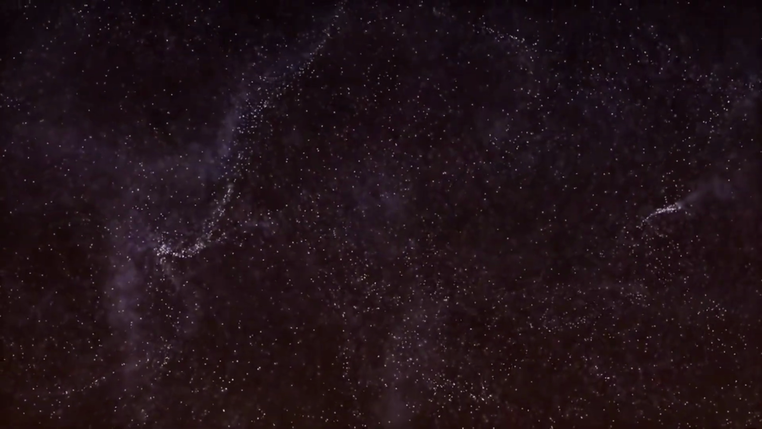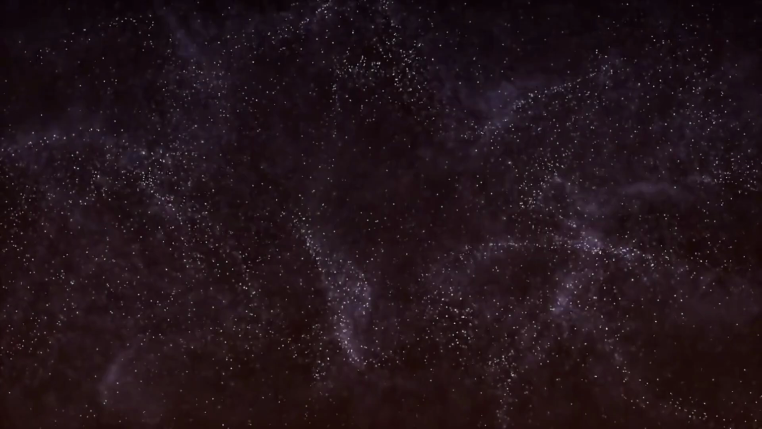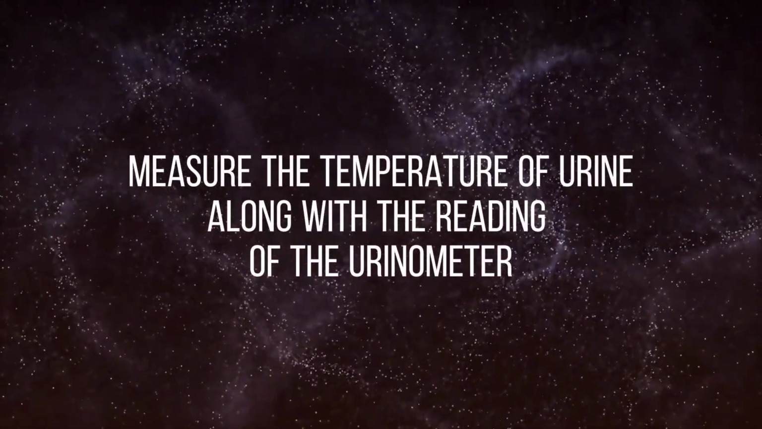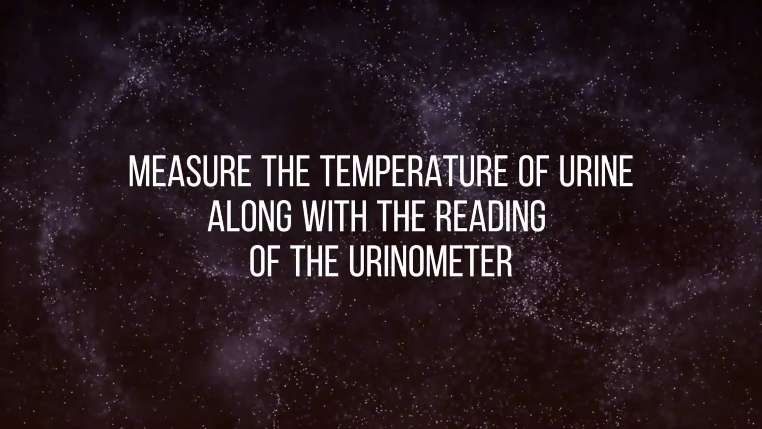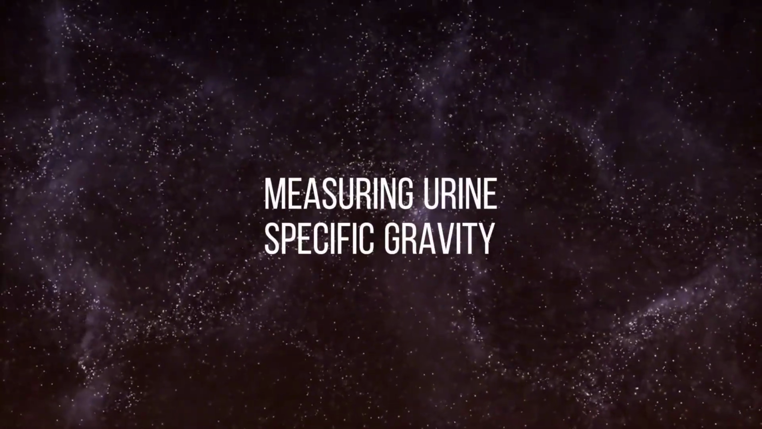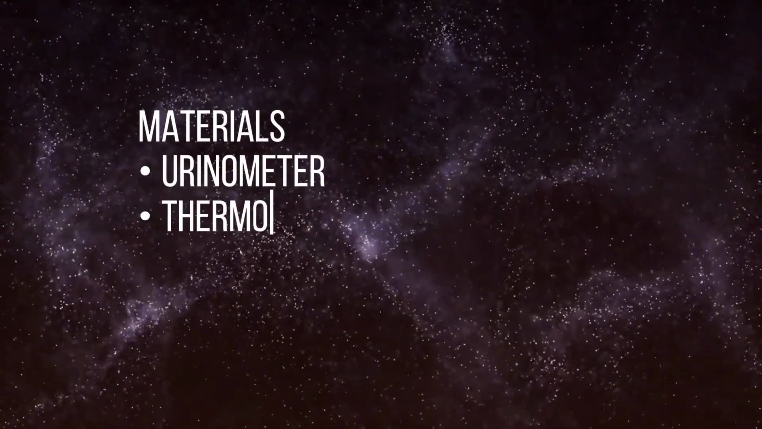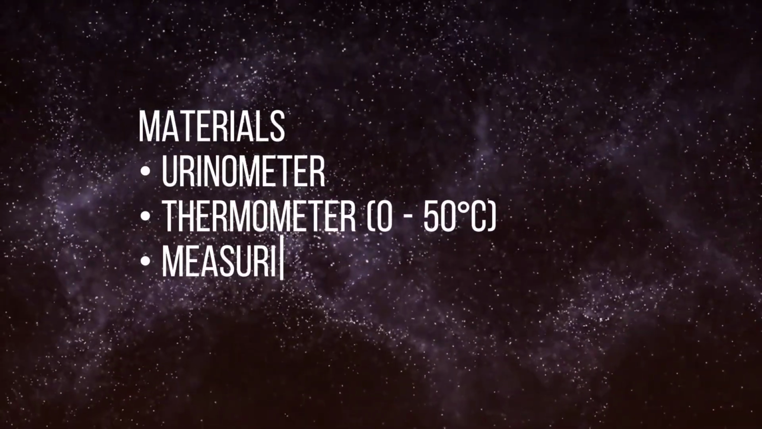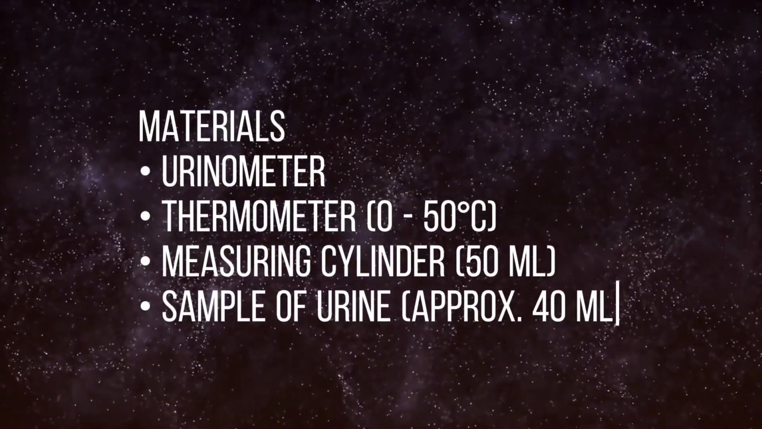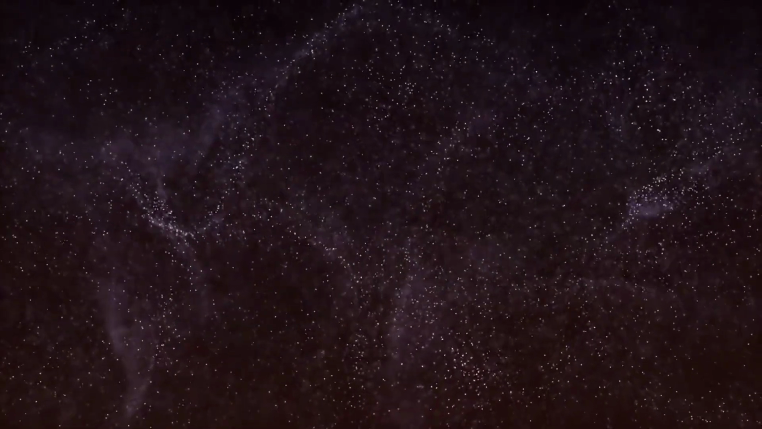The temperature of urine affects the volume of urine, thereby affecting the density. Therefore, it is important to measure the urine temperature as it is used to make the correction to get the actual urine specific gravity. We'll come back to the temperature correction later. To measure the urine specific gravity, you must have the following materials: a urinometer, a thermometer, which reads from 0 to 50 degrees Celsius, a 50 milliliters measuring cylinder, and a sample of urine, approximately 40 milliliters.